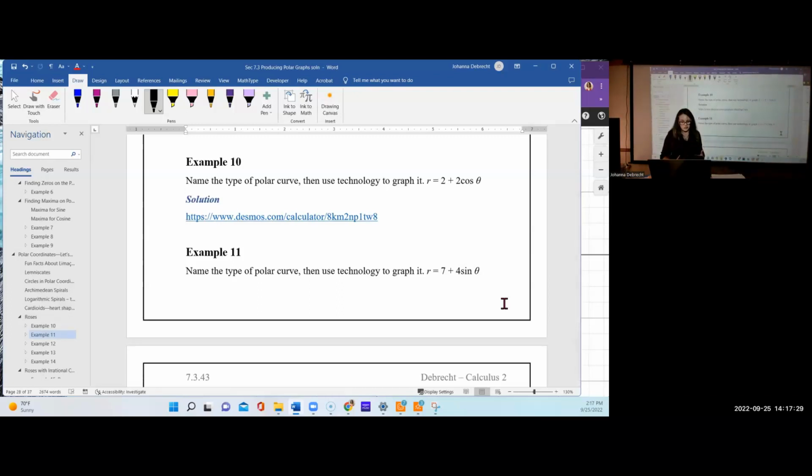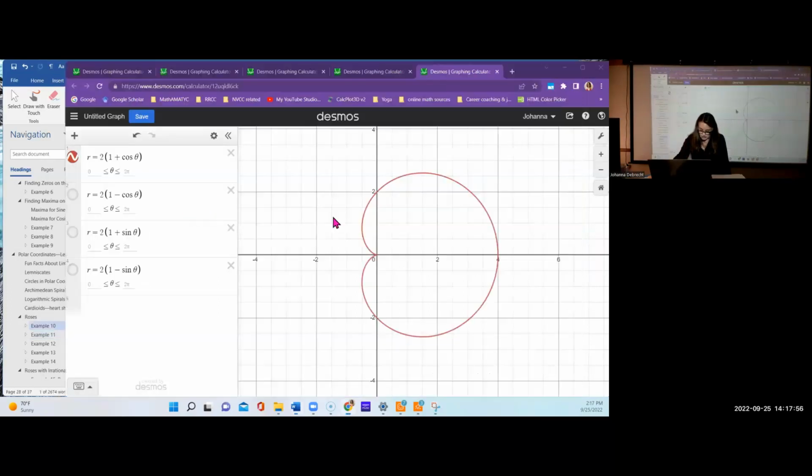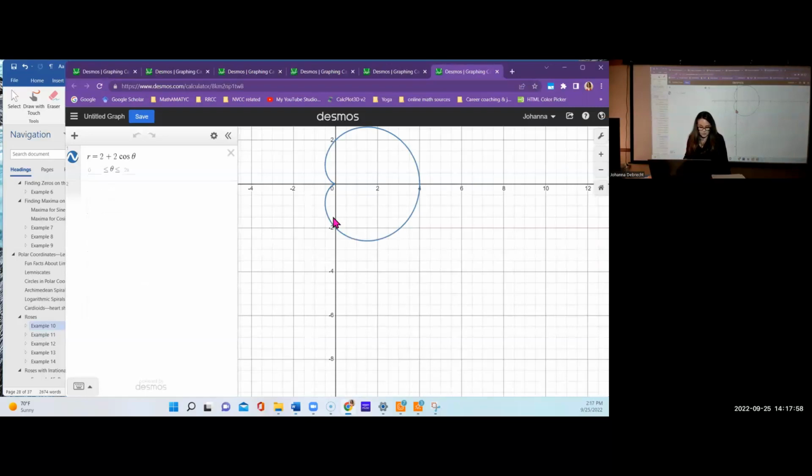I'm not going to force you to figure out what they are. It would be great if you could, but you don't have to. This 2 plus 2 cosine of theta is a cardioid, though, because the 2's are the same, and it does have the limacon pattern. So this one is going to be a cardioid. And if we want to look at what it looks like, almost misspelled cardioid, we can go out here and we can click on it and we get the cardioid for that particular one.